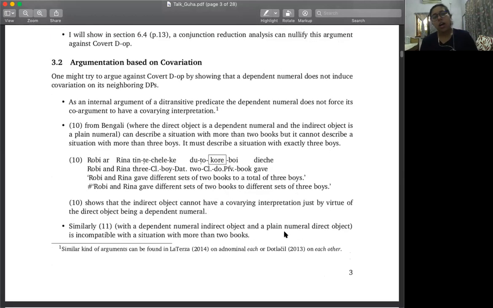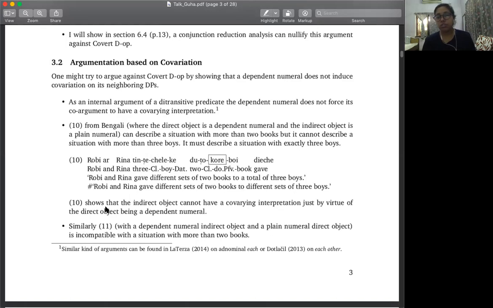Okay. One might try to argue against covert D by showing that a dependent numeral does not induce covariation on its neighboring DPs. As an internal argument of a ditransitive predicate, the dependent numeral does not force its co-argument to have a covariant interpretation. 10 from Bengali, Robi আর রিনা তিনটে ছেলেকে দুটো করে বই দিয়েছে, where the direct object is the dependent numeral and the indirect object is a plain numeral, can describe a situation with more than 2 books, but it cannot describe a situation with more than 3 boys. It must describe a situation with exactly 3 boys.